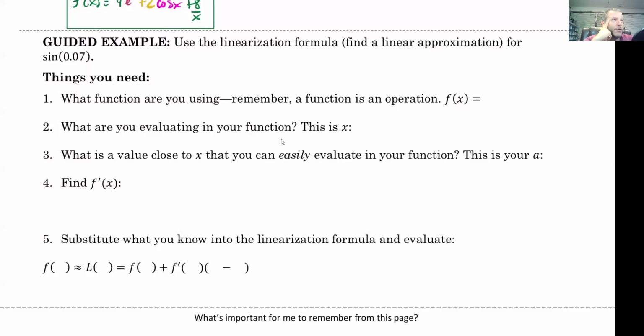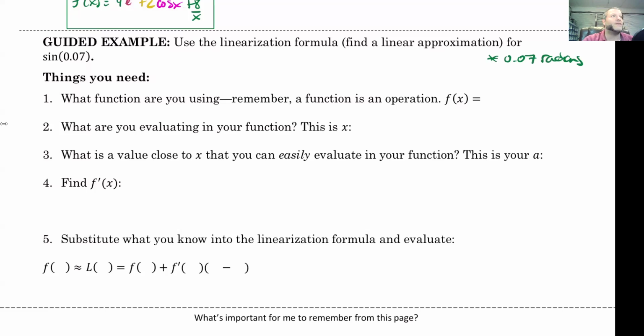Right, so let's calculate what an approximate value of the sine of 0.07 would be. In this case, you'll pretty much get the same answer using degrees or radians, but we should be thinking about this as 0.07 radians, not degrees. Things we need in order to find a linearization, and this is a good question to always fall back on if you're unsure working with linearization.